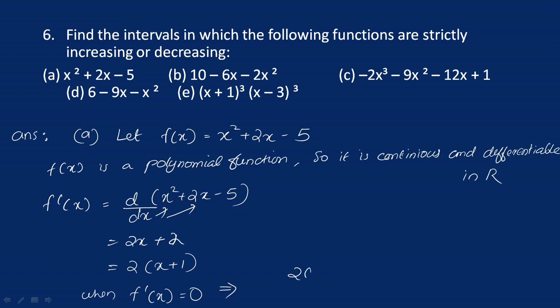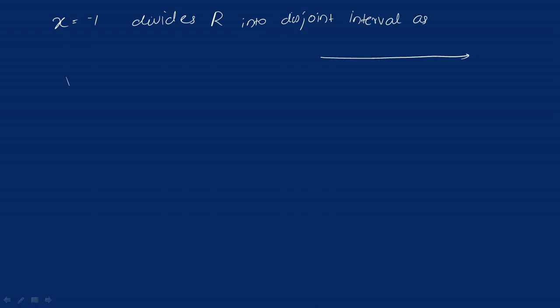Now we consider f'(x) = 0. We have 2(x + 1) = 0, or x = −1. Now x = −1 divides R into disjoint intervals. For that we draw a line segment from minus infinity to plus infinity and mark the point −1 on the line. So we have the intervals (−∞, −1) and (−1, ∞).